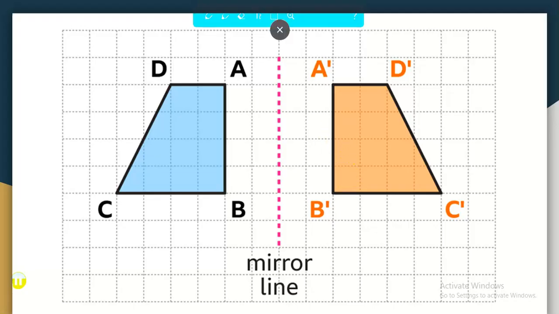In this image, shape ABCD is being reflected, and the purple dotted line is the mirror line to form the new image, which is the new shape but opposite.